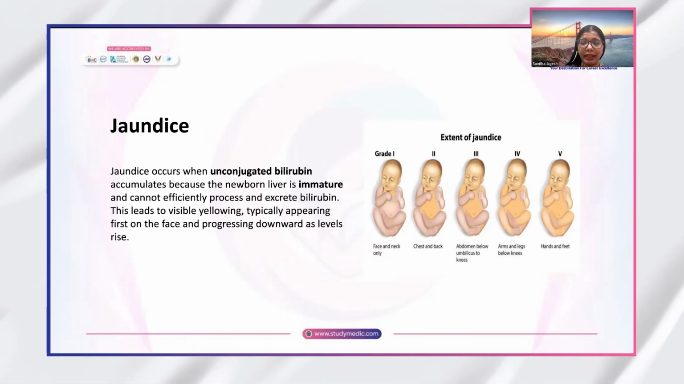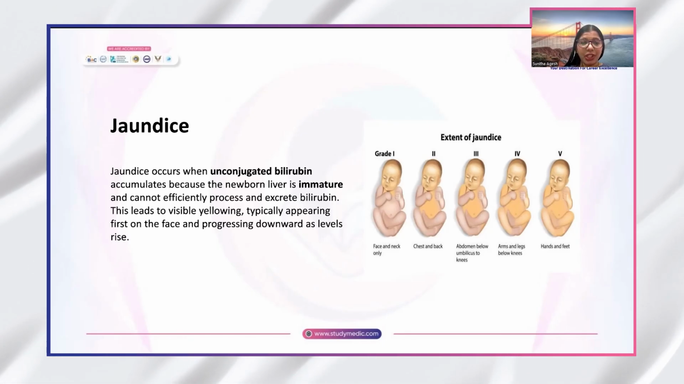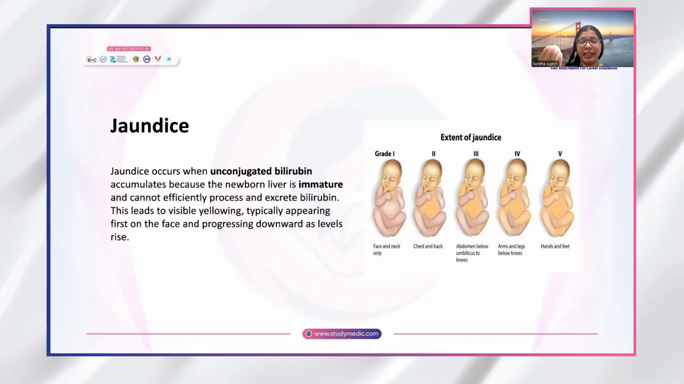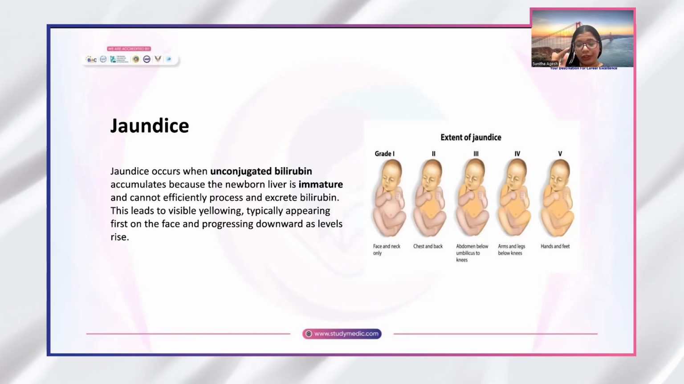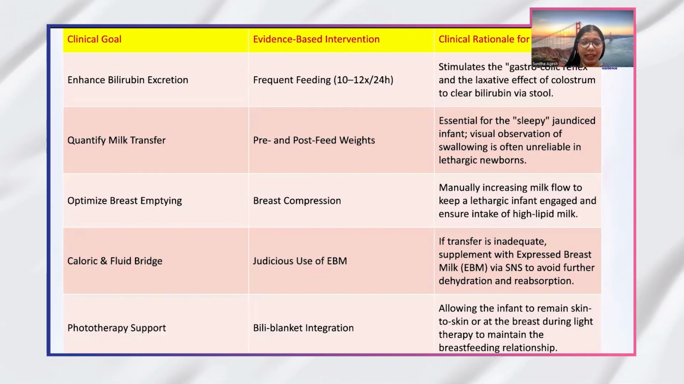So if you are seeing it, the first stage will be only the head, next will be head and abdomen. The third stage is below the umbilicus up to the knees, then below the knees, then the full body. This is the grading. So when we are checking with the TCB machine, they will check first on the head, so at the starting stage itself, we can identify.